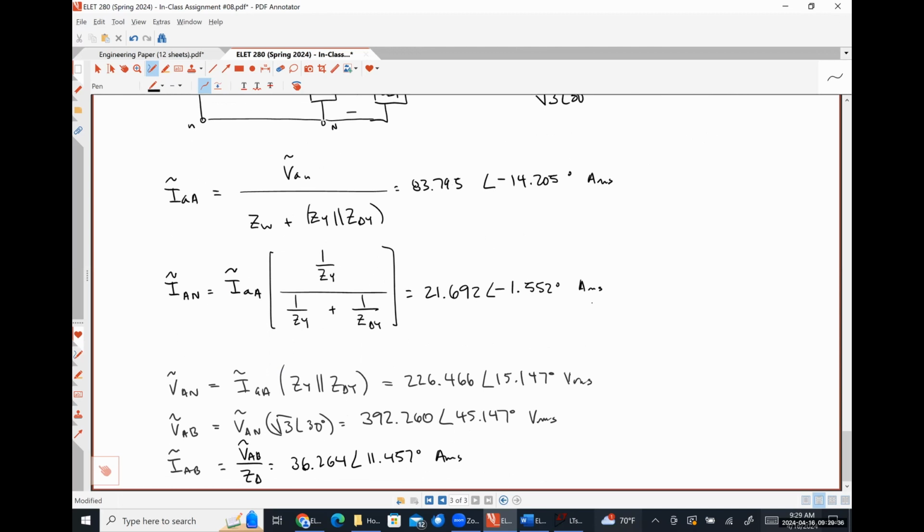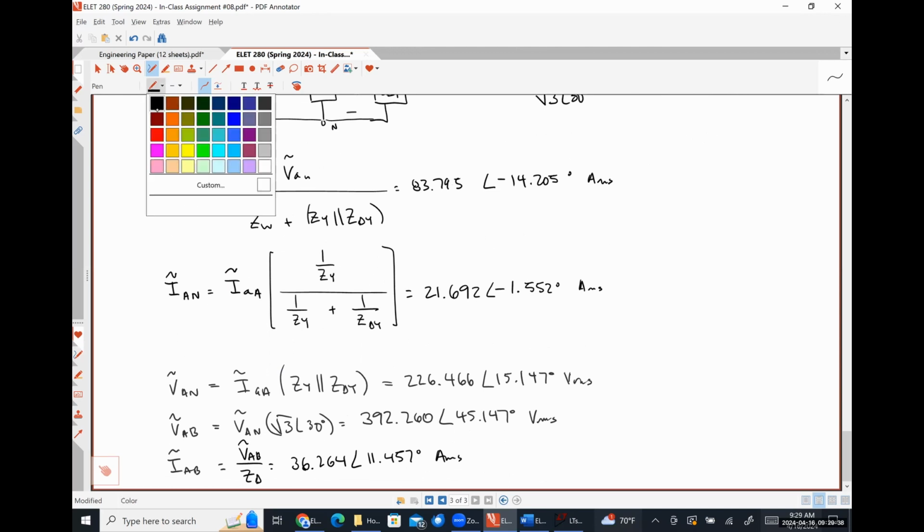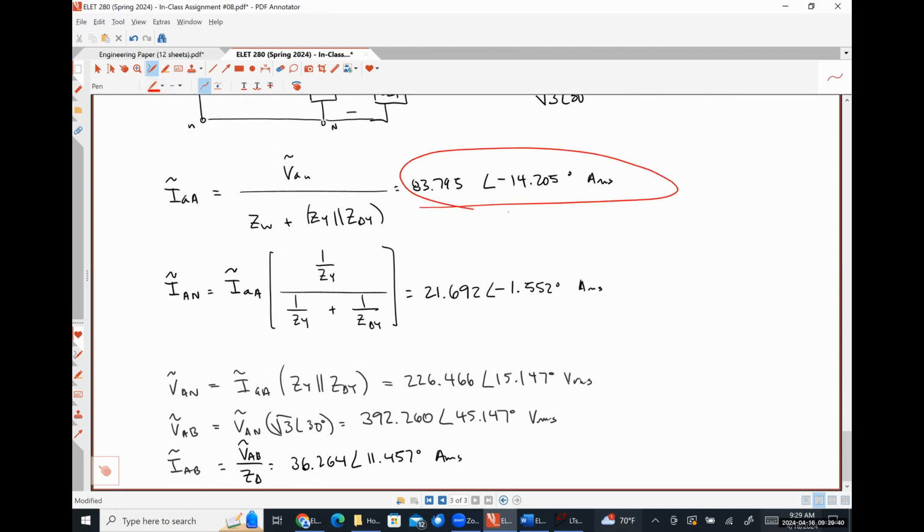All right. So we found this and this and this, and now we could find the B and C phases of all of those by just subtracting 120 degrees. All right, so that's all I wanted to cover today.